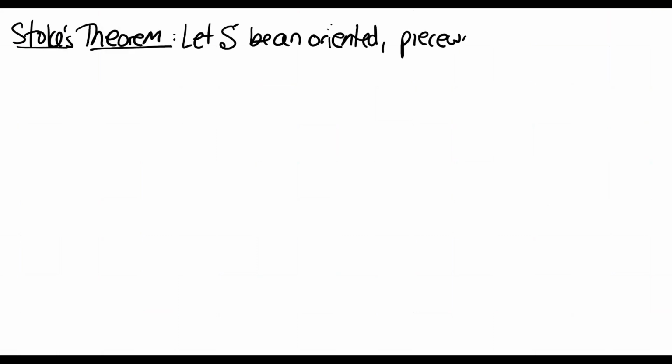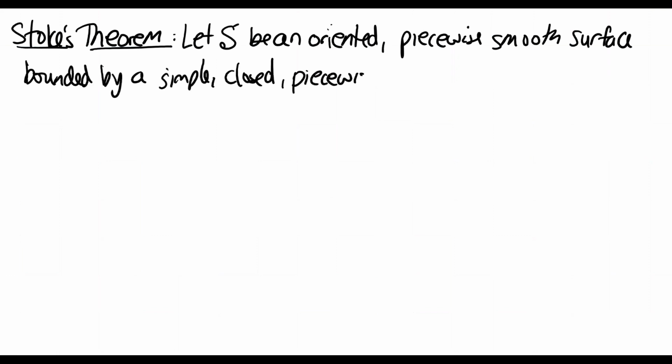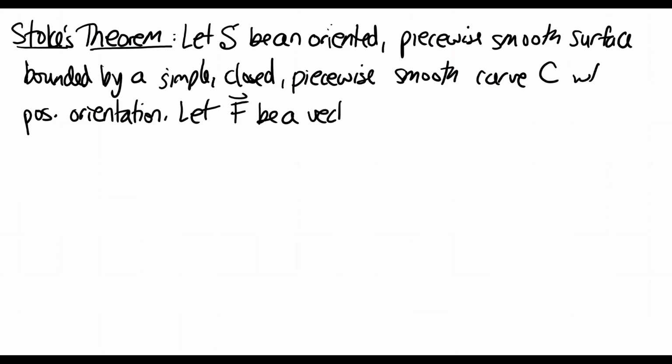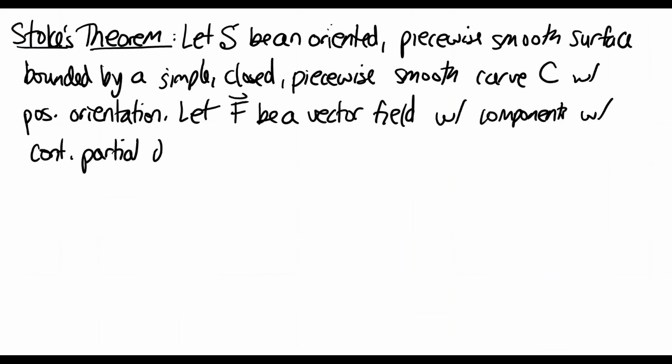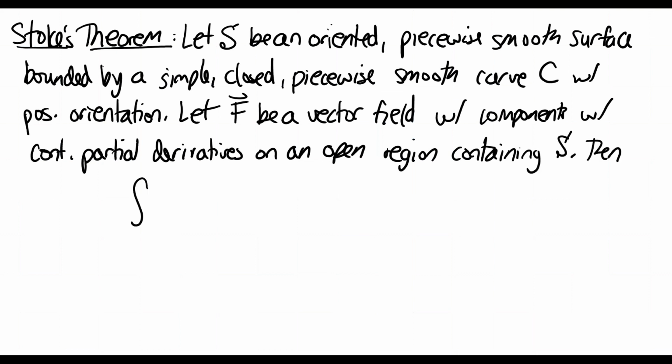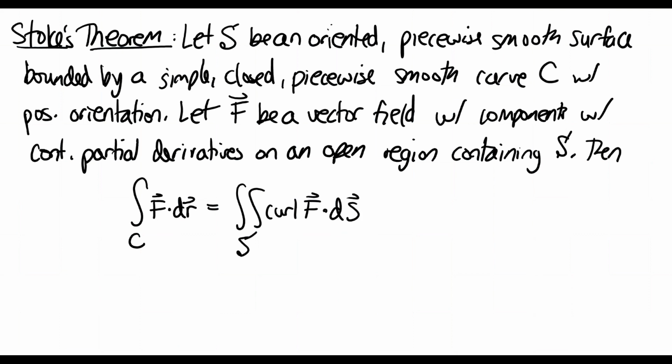Suppose we have an oriented piecewise smooth surface S that is bounded by a simple closed piecewise smooth curve C that has positive orientation. Let F be a vector field whose components have continuous partial derivatives on a region that contains S. Then the line integral of F along C is equal to the surface integral of the curl of F along S. Let's do an example.